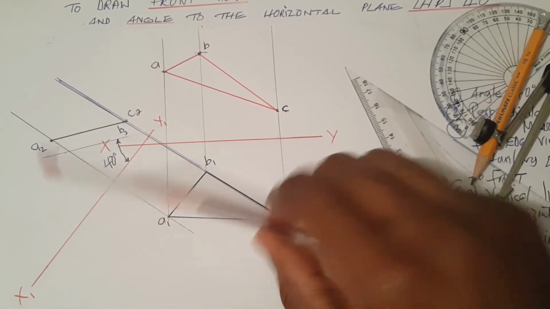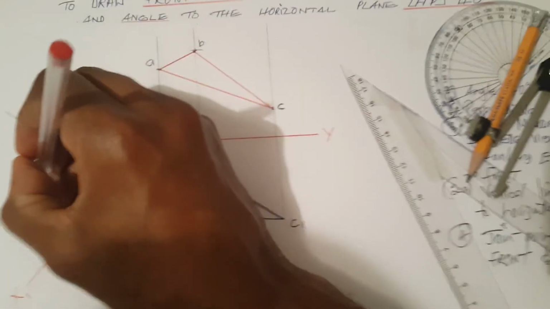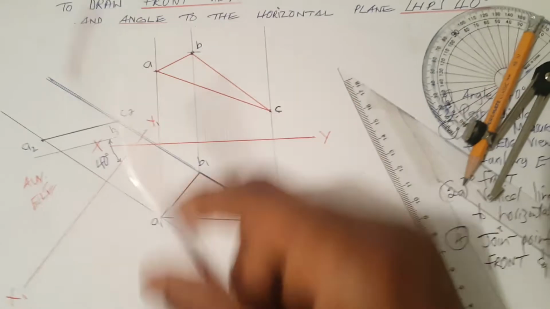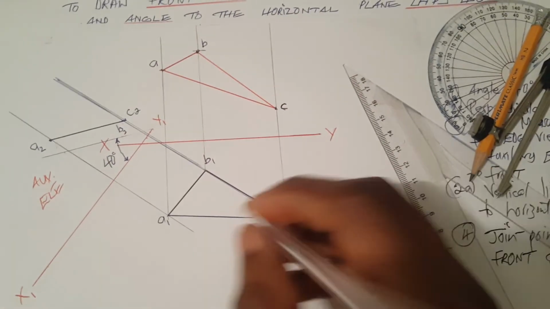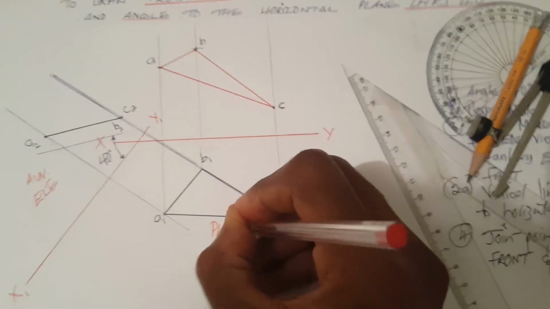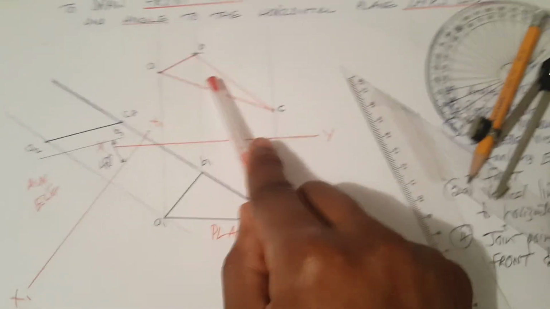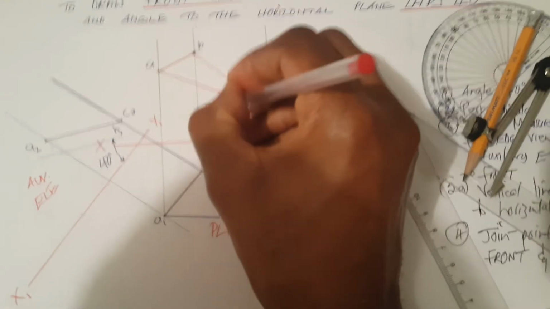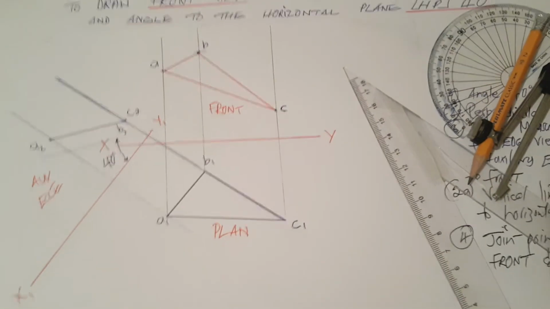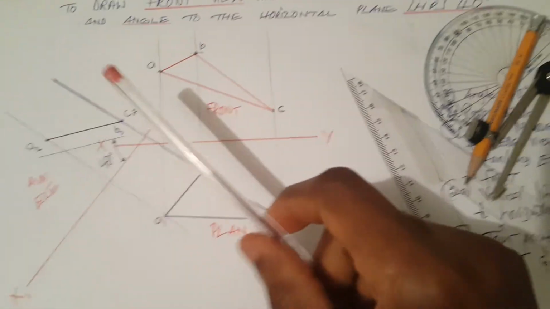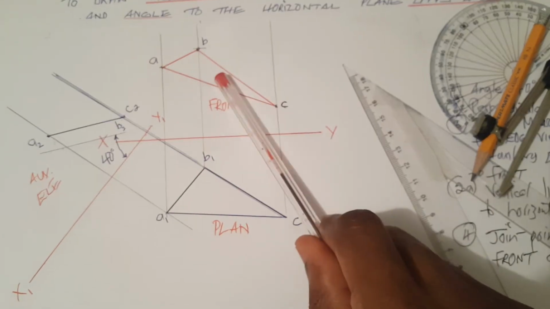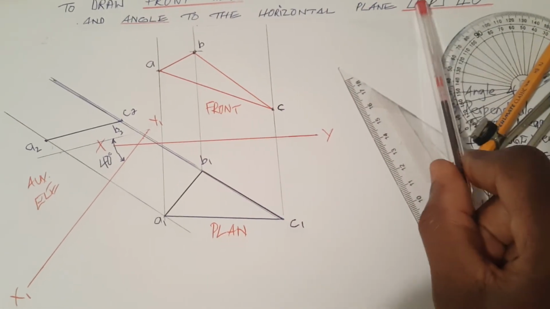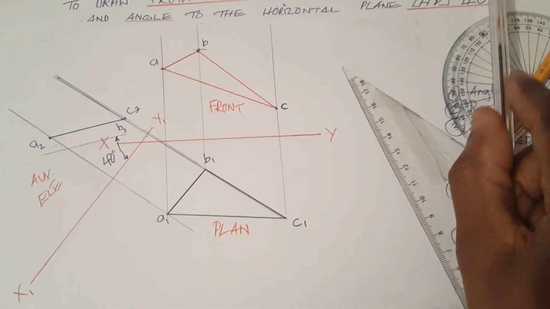This is our auxiliary elevation, AUX. When given an auxiliary elevation, this is our plan and our front elevation. Okay, so just to recap, to generate the front elevation when given the angle to the horizontal plane and the auxiliary elevation.